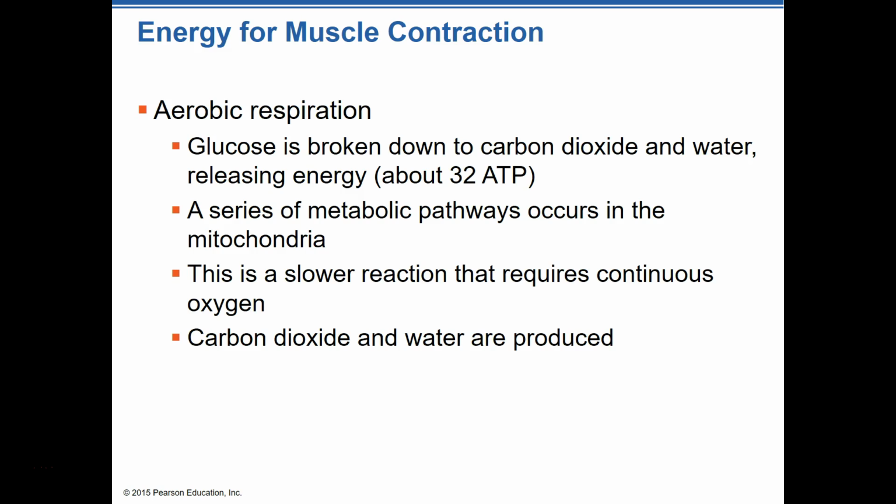With aerobic respiration, we can create 32 ATP with the use of glucose and water and oxygen. It's a little slower reaction, but it produces a lot of ATP. The downside is it does produce some carbon dioxide.